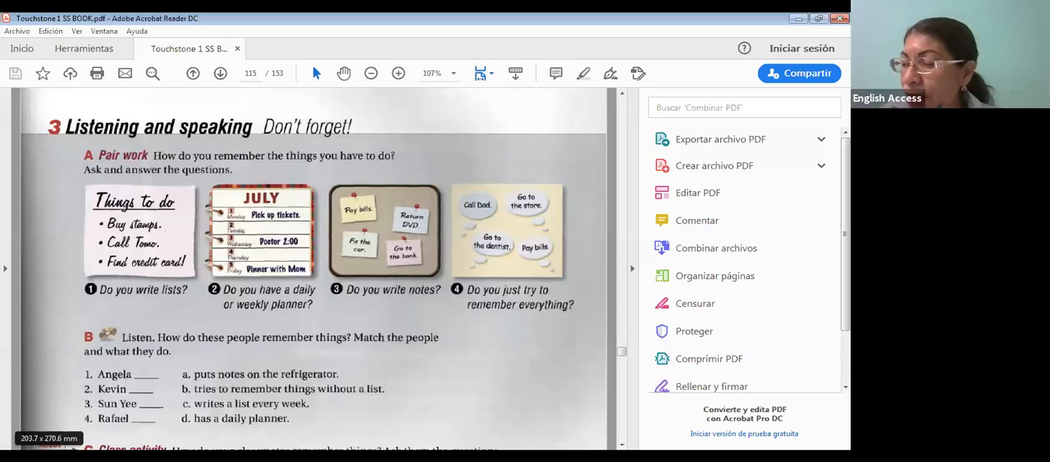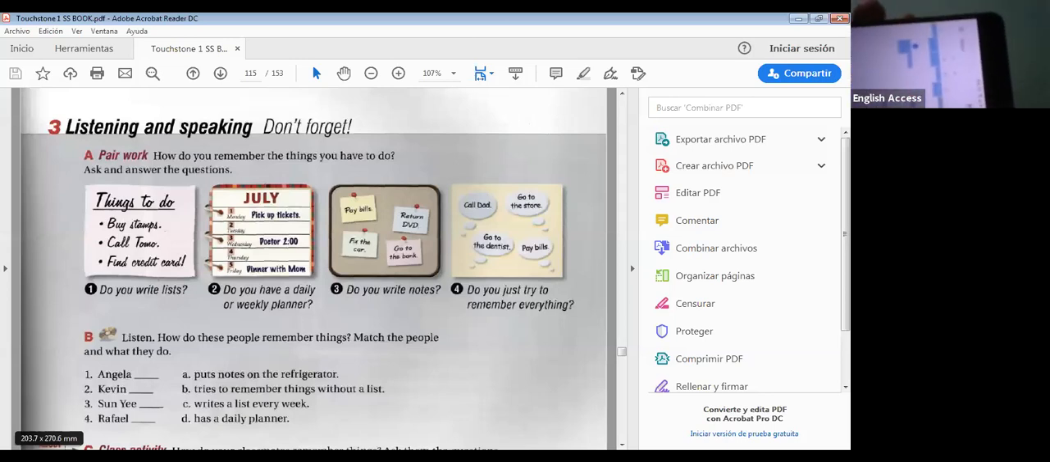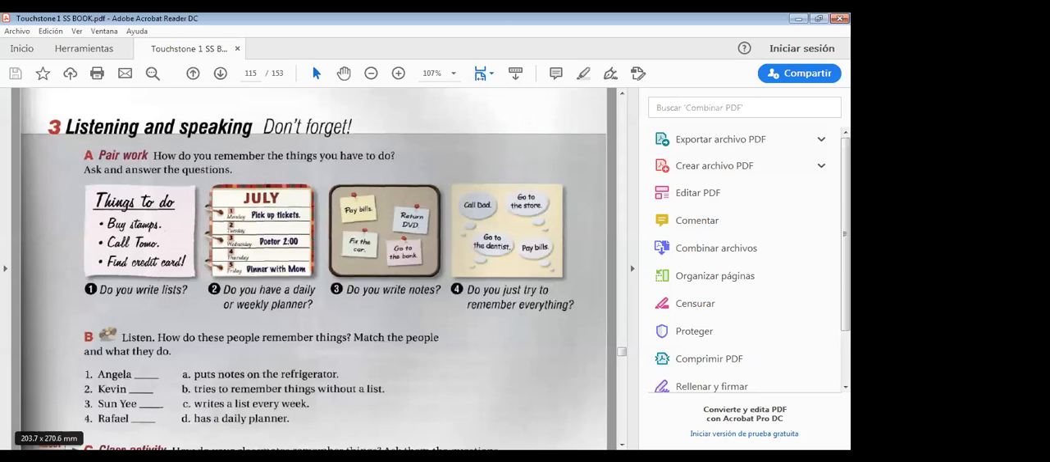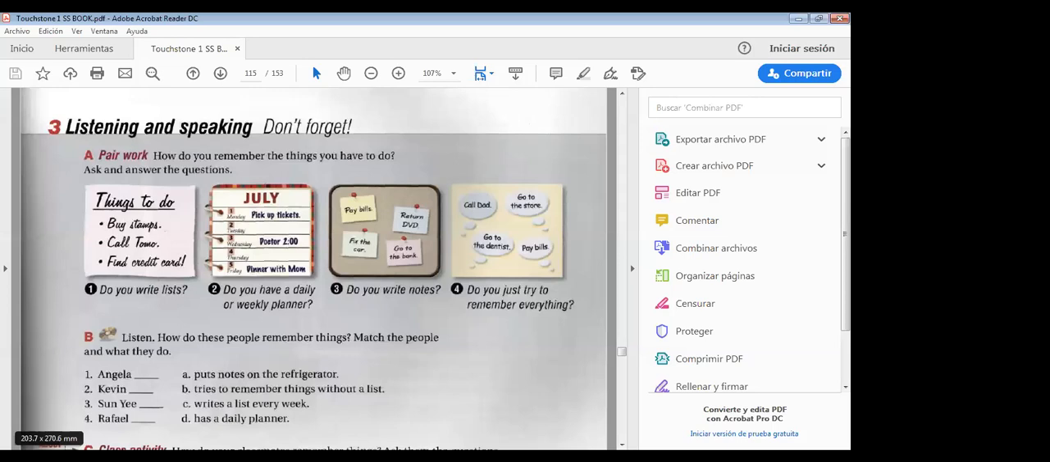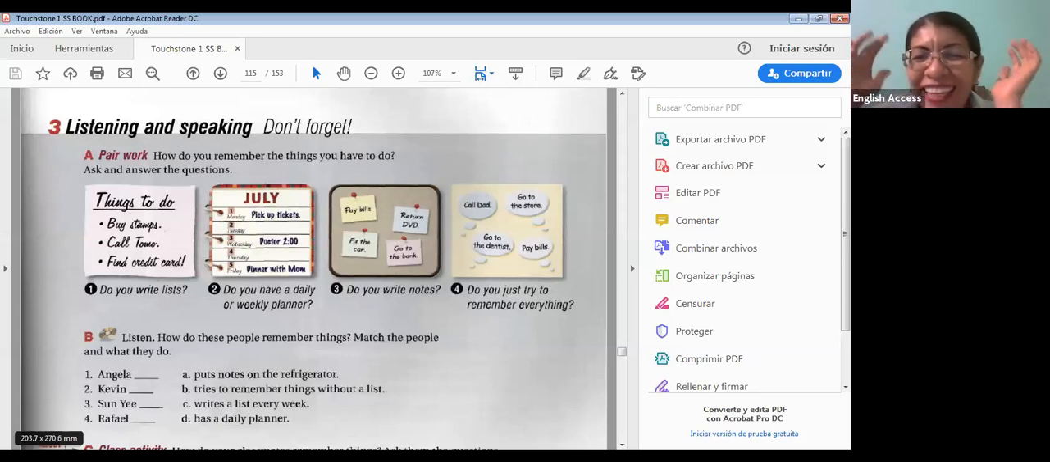For example, in my case, I don't have a good memory. That's the reason why I like to use my agenda, the one that I have on my cell phone. I have a schedule of the activities that I have to do during the week. Or sometimes if I'm in a hurry, I like to write the things that I have to do on the palm of my hand. Because as I said before, I don't have good memory. I forget things easily. So how about you, Luis?